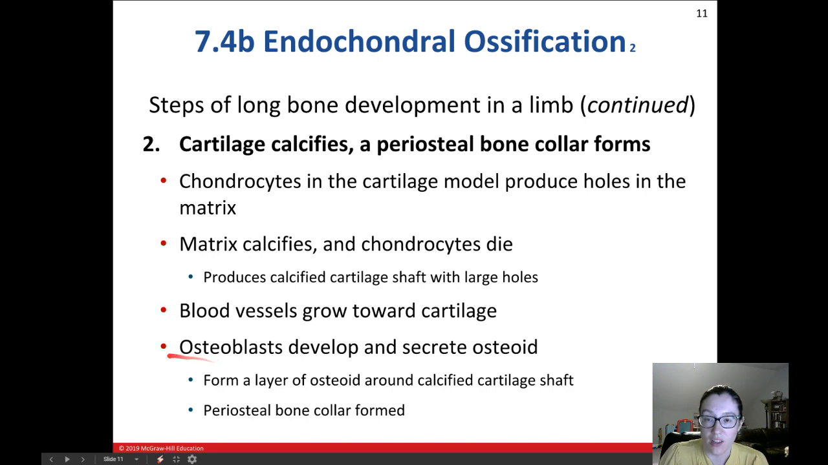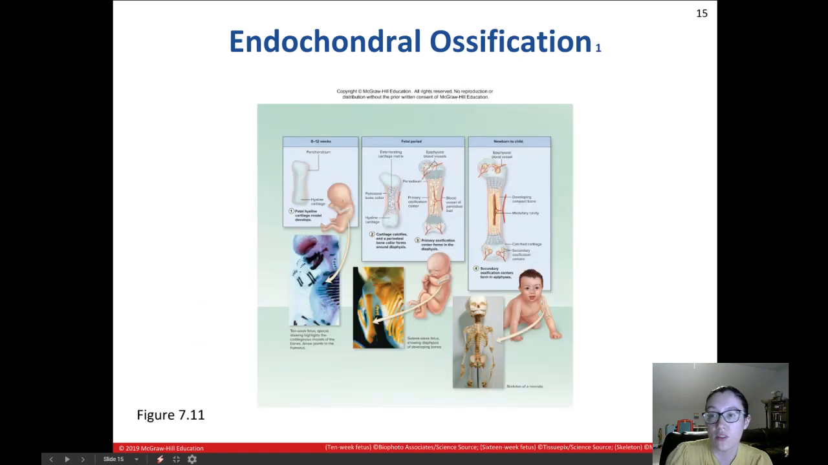And the osteoblasts are going to develop, right? They'll develop into those osteoblasts that secrete the osteoid. And they're going to form a layer of osteoid around the calcified cartilage shaft. And so on the outside, we're going to have a layer of osteoid. And that's going to form what's called a periosteal bone collar. So peri is around, osteum is like around the bone, and then it's forming like a collar that goes around. And so this part right here we can see is going to be 2.